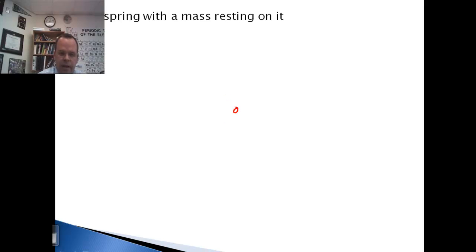Spring with a mass resting on it. We'll have force of gravity down, and the spring pushing up equal to gravity because it's not accelerating.